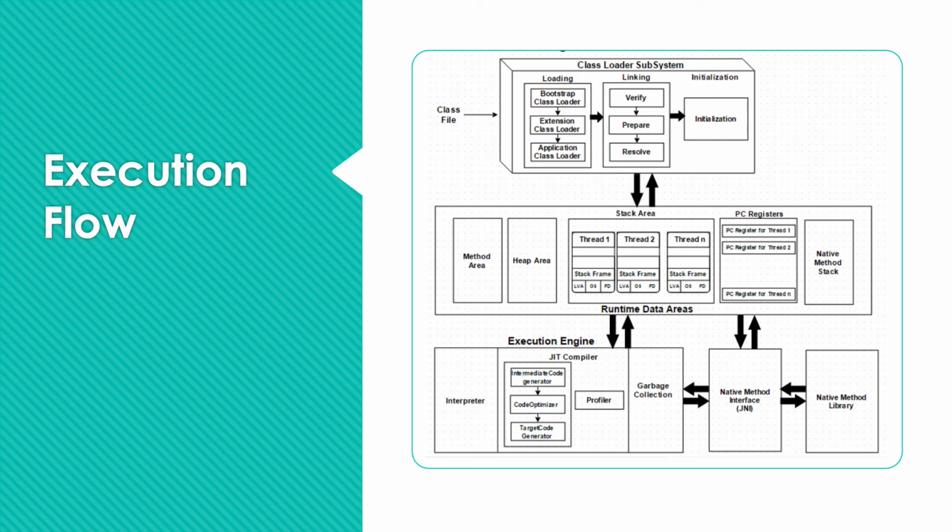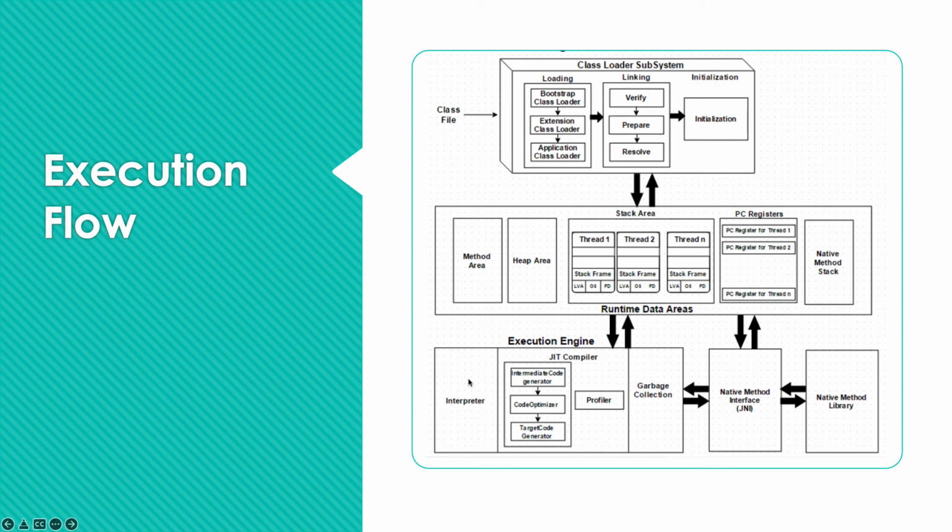Moving to the PC register, again it's for each thread, and this is going to hold the currently executing instruction. Once the currently executing instruction gets completed, it's going to load the PC register with the next instruction to be executed. The native method stack is primarily used for executing native code, native method libraries. Again, it's per thread. Then we have the flow going to the execution engine.